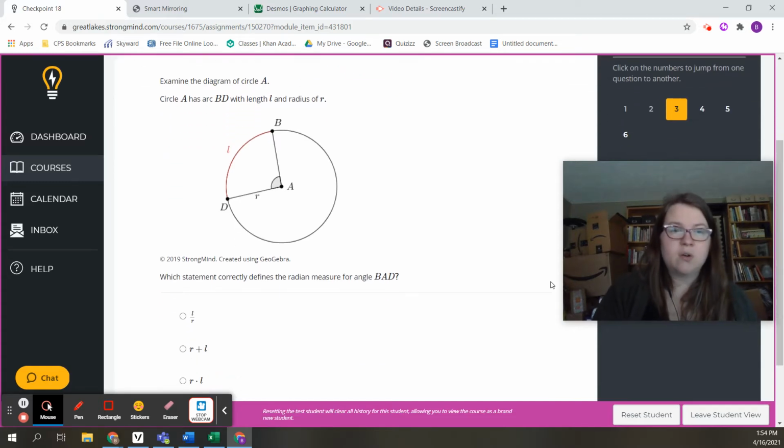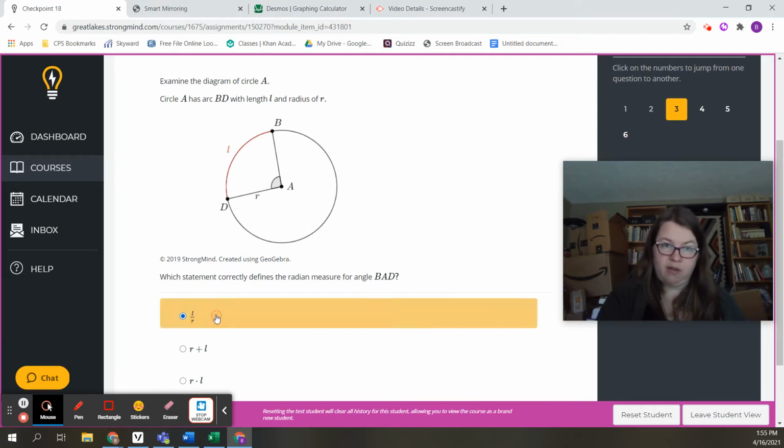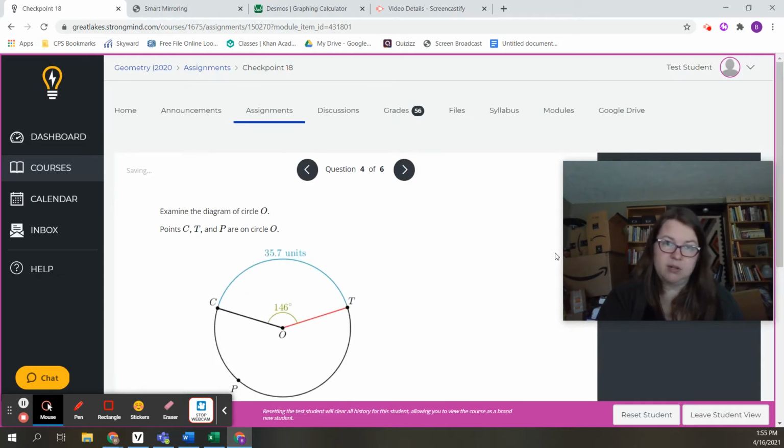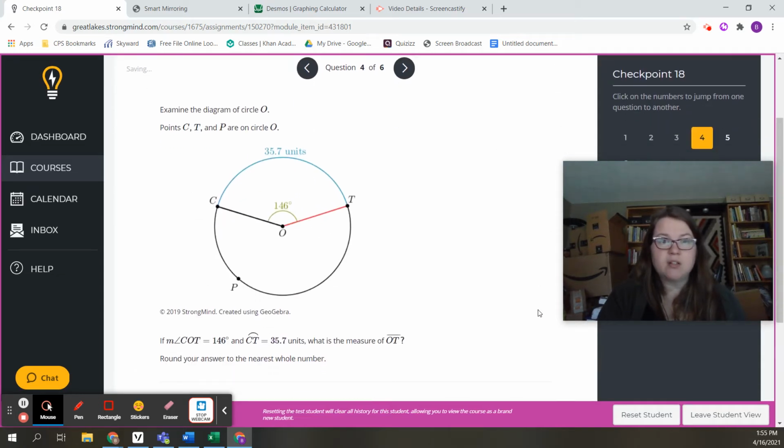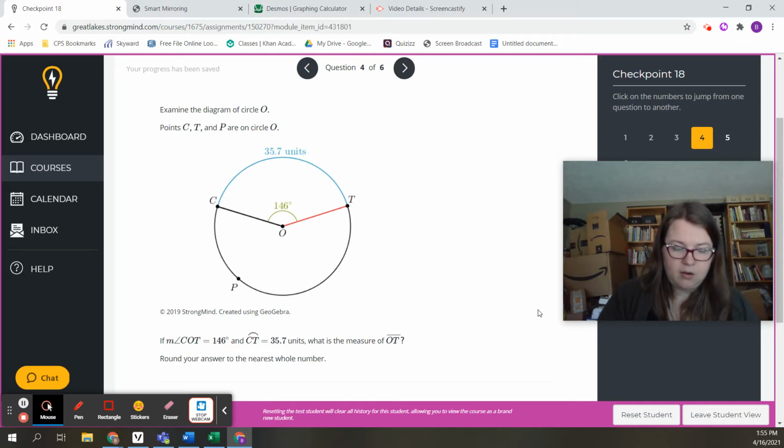And then, so this is which statement defines the radian measure. So we just talked about this. The arc length would be L, and the radius is R, and so it's going to be the L divided by the R. That was pretty easy. Okay, this one we want to know the radius if we're given everything else. And so we're going to set this up just given the arc length. So the central angle is 146 over 360. And then we multiply that by 2 pi r, and that should equal 35.7.